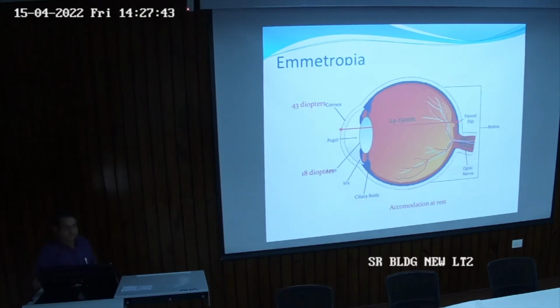Three coats of the eye: outer coat, middle coat and inner coat. Outer coat is made up of cornea anteriorly and sclera peripherally. Middle coat is made up of iris and ciliary body anteriorly, and choroid posteriorly, and inner coat is made up of retina. So in this picture you can see the outer coat, the white layer, the middle coat in blue layer, and the inner coat in red color.